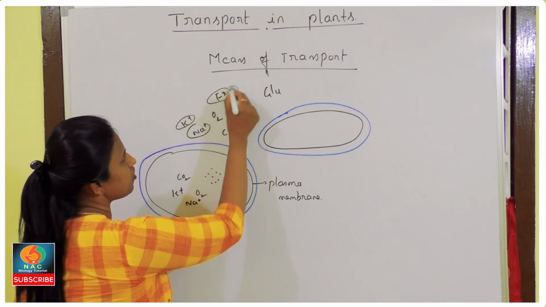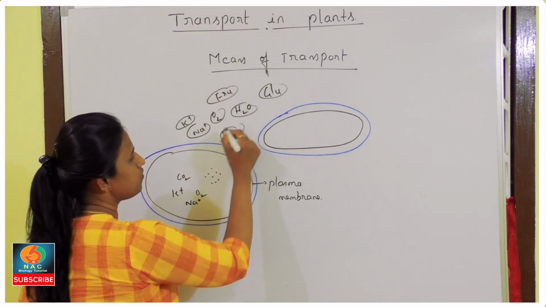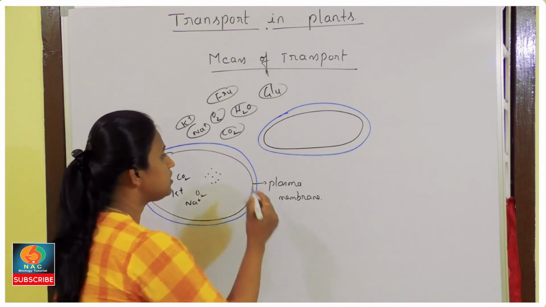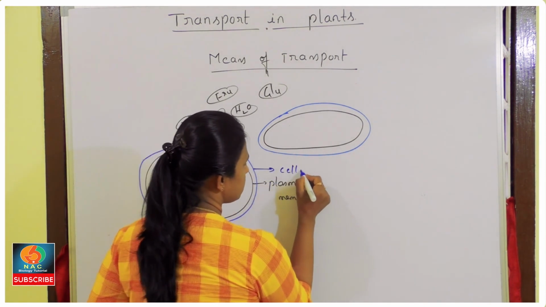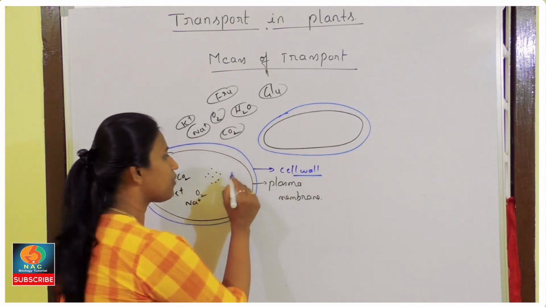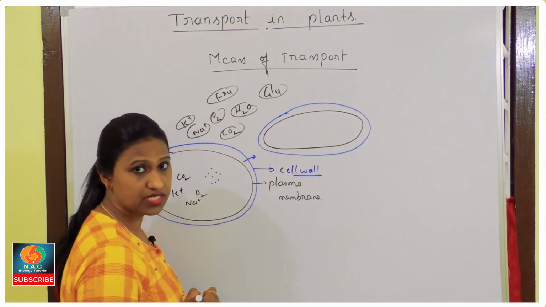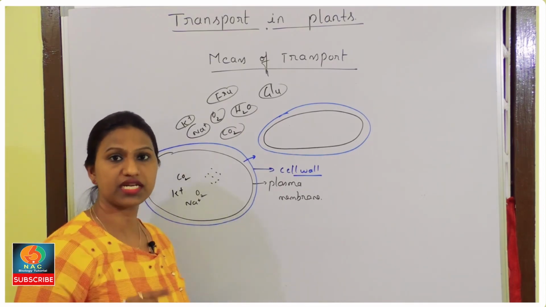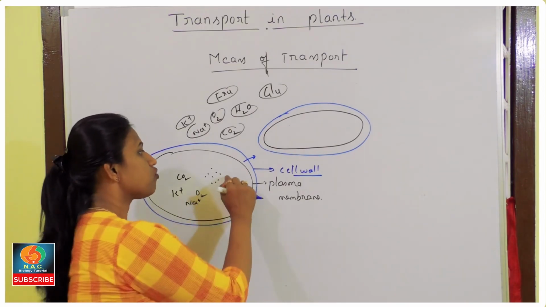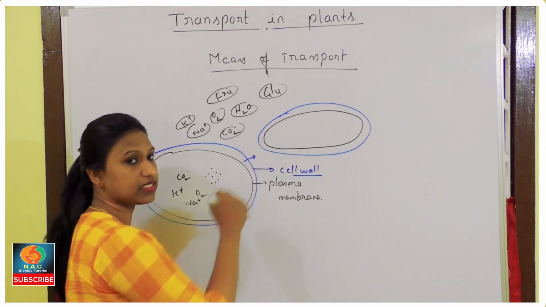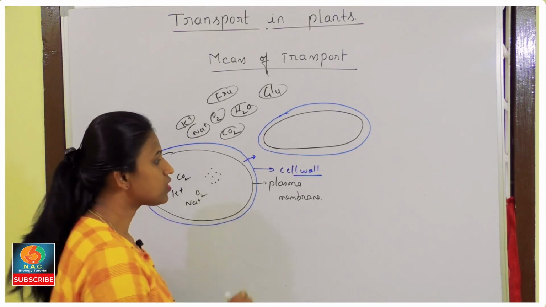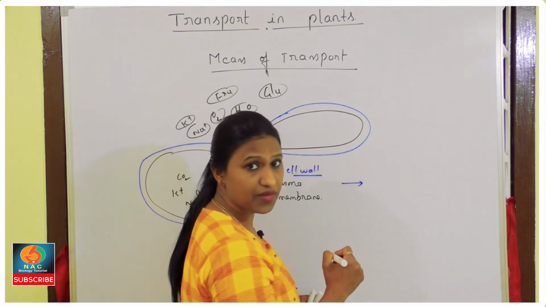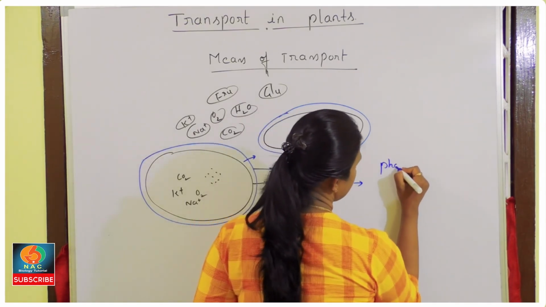Are you getting my point? Now these are acting like a barrier, but this cell wall, let me mark it as a cell wall, the molecules easily diffuse through the cell wall. It is not selectively permeable. Whereas the plasma membrane is very, very selectively permeable. It will choose which one has to move inside or which one has to move outside the cell. It is very selective because it is made up of phospholipid. We have understood the structure of a plasma membrane, right?